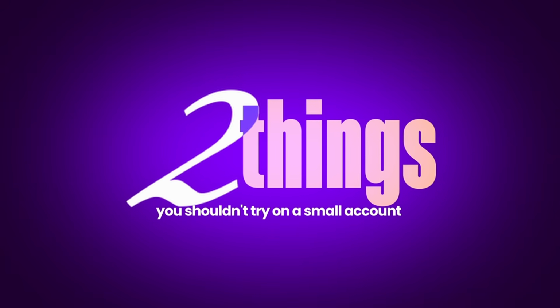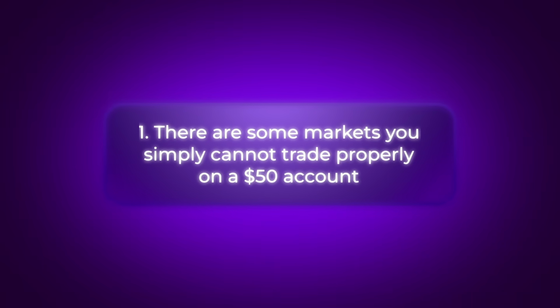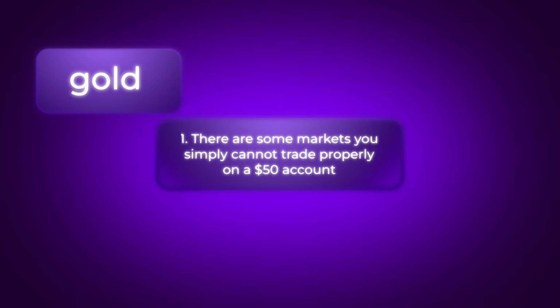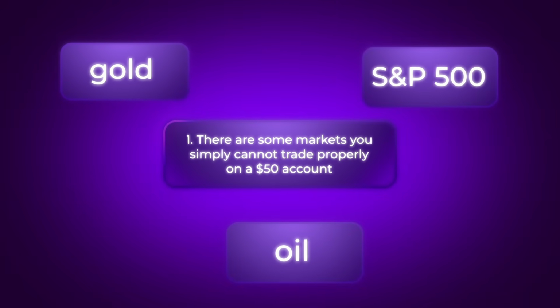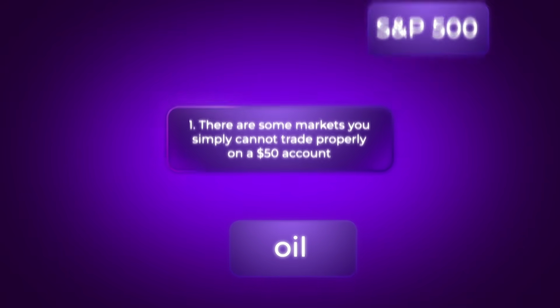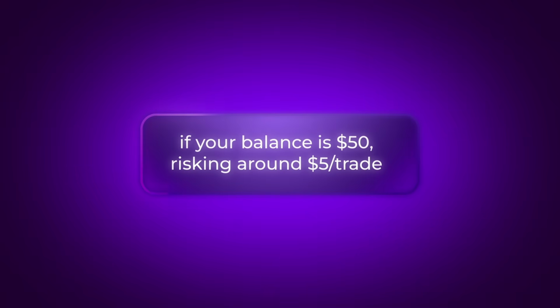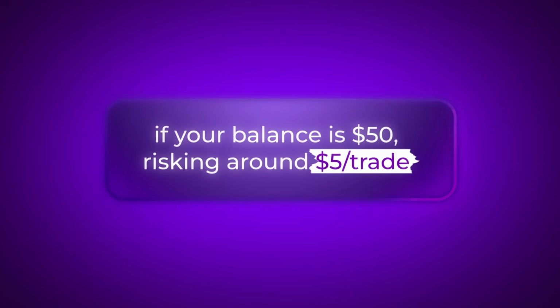The first one is, there are some markets you simply cannot trade properly on a $50 account. Metals like gold, commodities like oil, stocks and indices like the S&P 500. And the reason is simple. If your balance is $50 and you're risking around $5 a trade, that $5 won't even meet the minimum margin requirement for those markets. So your trade gets rejected even before you start.